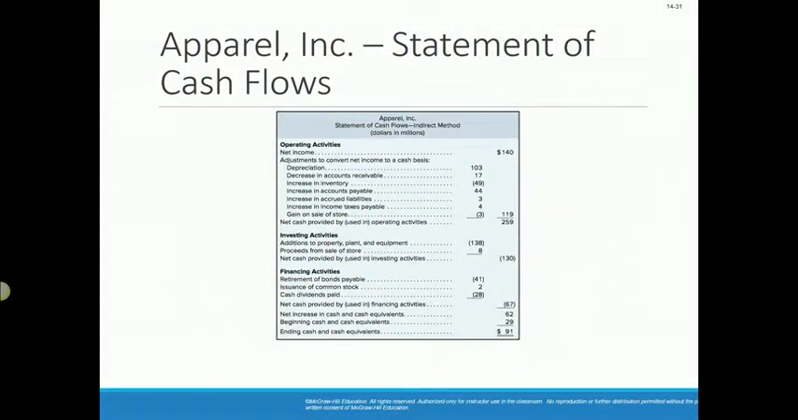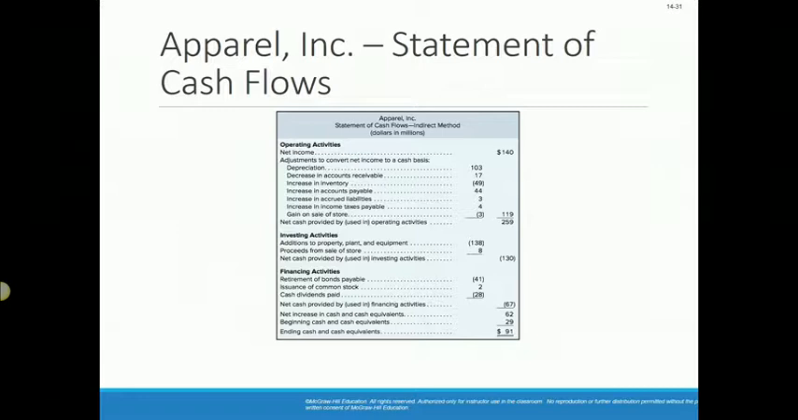Okay, so we're looking at the statement of cash flows using the indirect method. We have our three categories of operating activities, investing activities, and financing activities. And you can pretty quickly see that under operating, we just talked about this, changes in inventory, changes in receivables, changes in payables, accrued liabilities, income tax payable, any payable that's there. Everything on a balance sheet is going to be tracked. And we get some increases and we get some decreases.